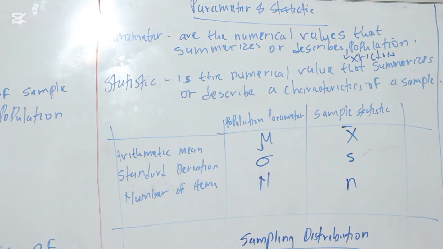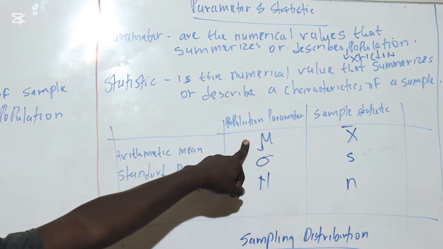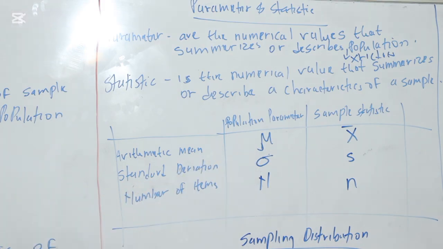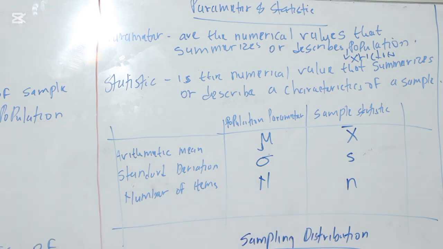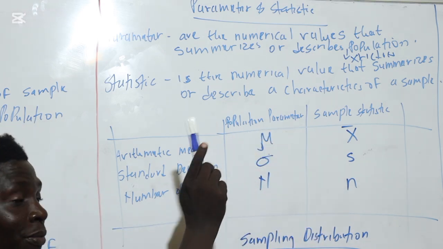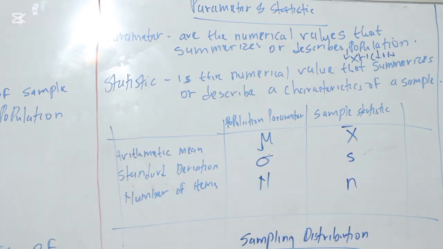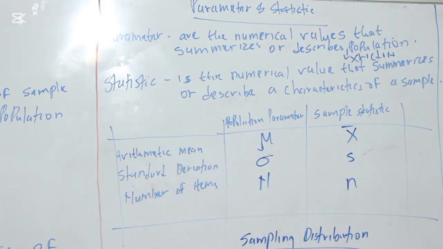Now I have a small table here that will help you identify between a population parameter and a sample statistic. So for the arithmetic mean, our population parameter is given by mu. I think you've learned this in hypothesis testing. Then in sample statistics, the same mean will be known as what? X bar. So in population parameter it is mu, in sample statistics it is X bar.